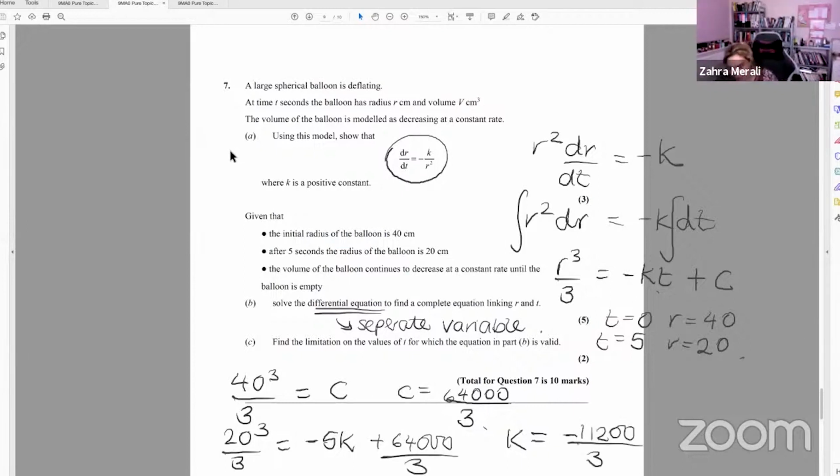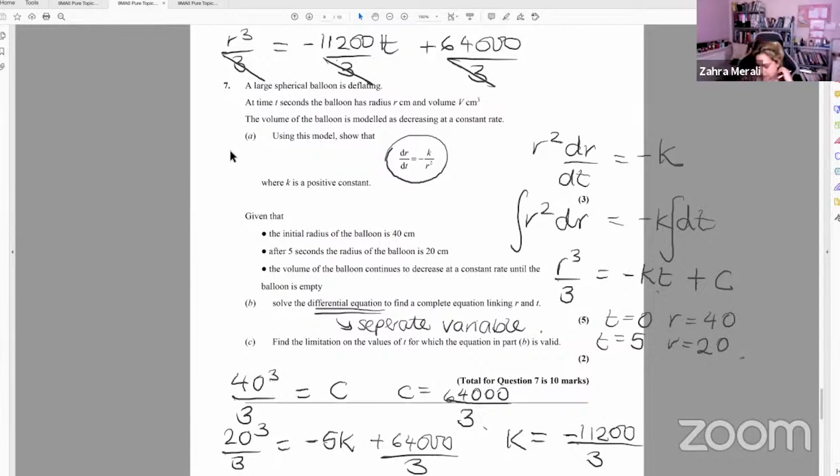So my final answer is r cubed over 3 equals minus 11200 t, sorry, not k, t, plus 64,000 over 3. Because everything has 3 in it, I can cancel those out. And we're done. Okay. Find a limitation for the values of t.